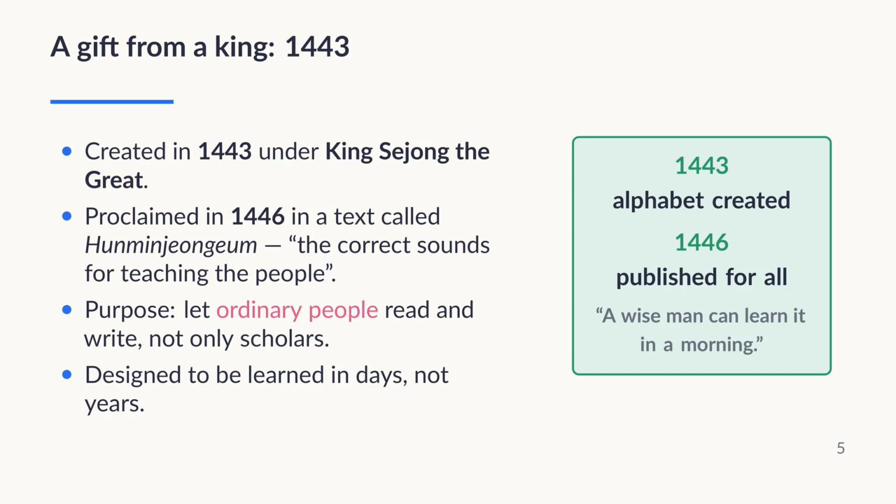The design goal was radical. The alphabet had to be so simple and so logical that a common person could learn it in a matter of days. One famous line from that era boasts that a wise man can learn it before the morning is over, and even a foolish man can learn it in 10 days. That is almost unheard of for a writing system. Keep that ambition in mind, because everything about the shapes of the letters was engineered to make learning fast. You are about to benefit from a design that is nearly 600 years old and was made specifically for beginners like you.